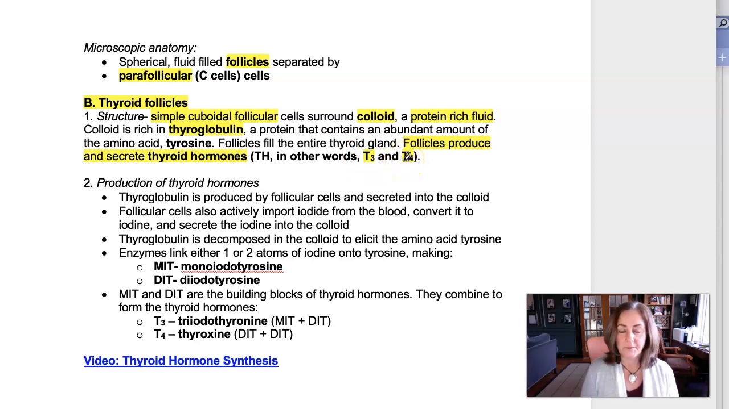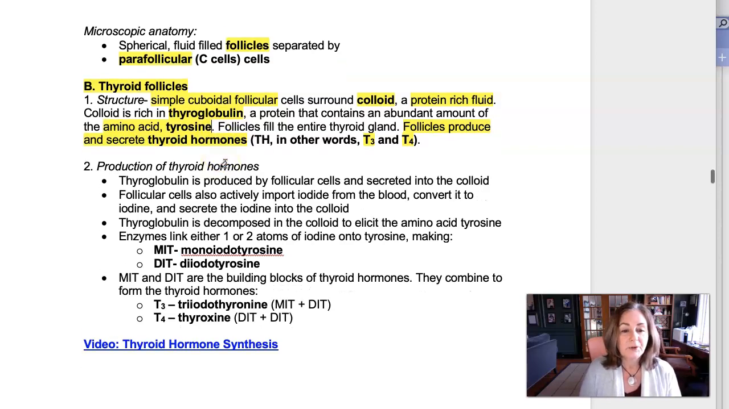T3 and T4. So in order to make T3 and T4, basically what you need is this amino acid, tyrosine, and tyrosine is very rich in this protein thyroglobulin. So when the cells make the thyroglobulin, you basically harvest the amino acid tyrosine from that protein. The other thing that we need to make thyroid hormones is iodine, and that comes from our dietary intake.